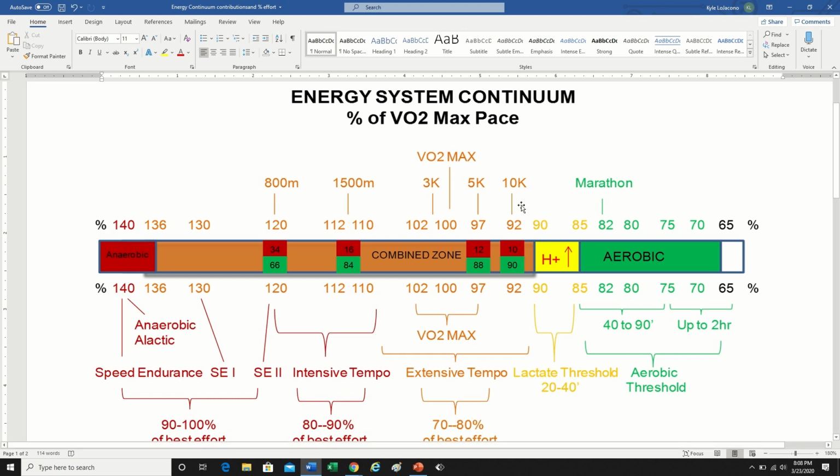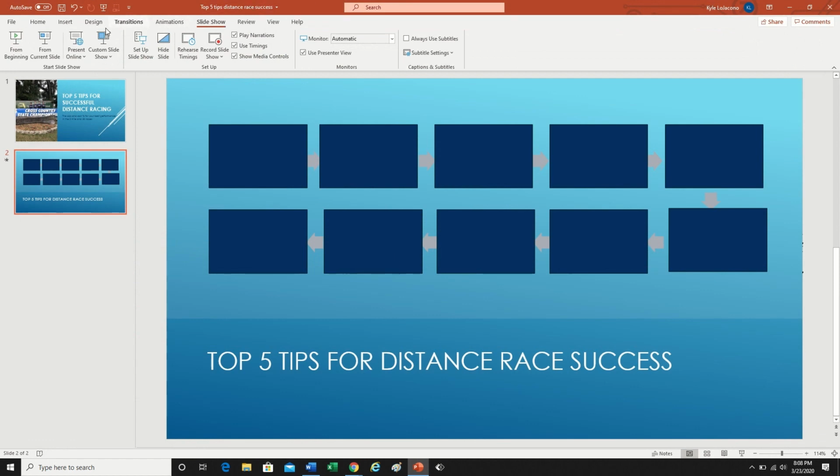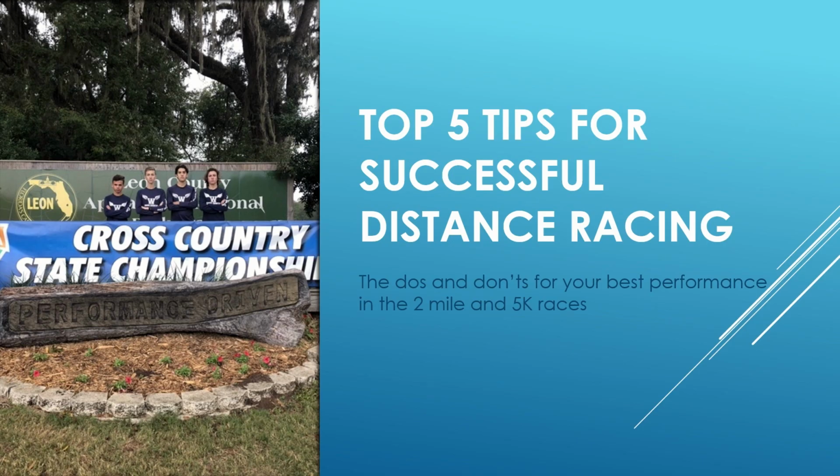If you're somebody that's looking at the 10K, it's going to be more at 92%. Marathon, which is way longer, much more aerobic. 800 meters is way out here, so that just speaks to the differences in knowing where those intensities are and knowing the demands of the race. So let's get back to where we were here.